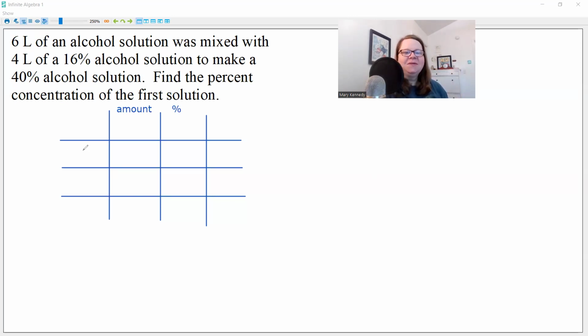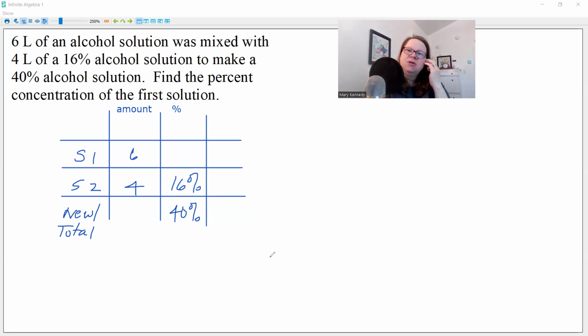So we have solution 1, I'm going to call it, and solution 2, and then we have the new or total solution, or the new mixture, whatever you want to think of it as. Those are our 3 components. The first one, it says there's 6 liters of it. So that's what's going to go here. The amount is 6, and we don't know the percentage of that one. 4 liters of a 16% solution, and they mix together to create a 40% solution. So we got lots of blanks.